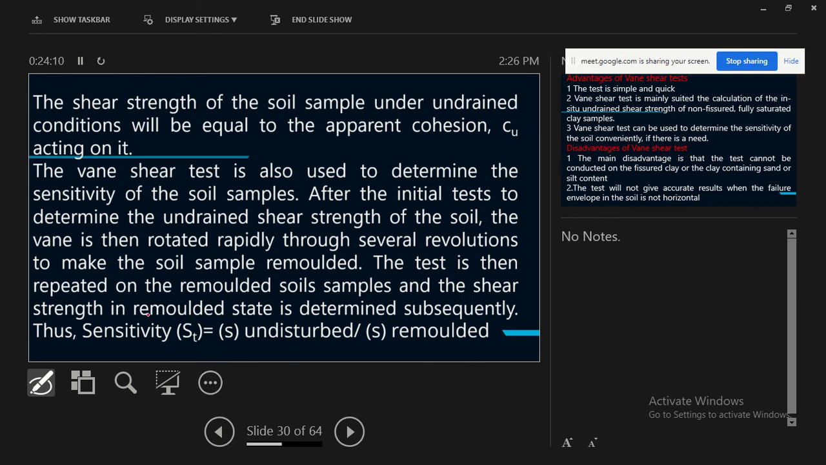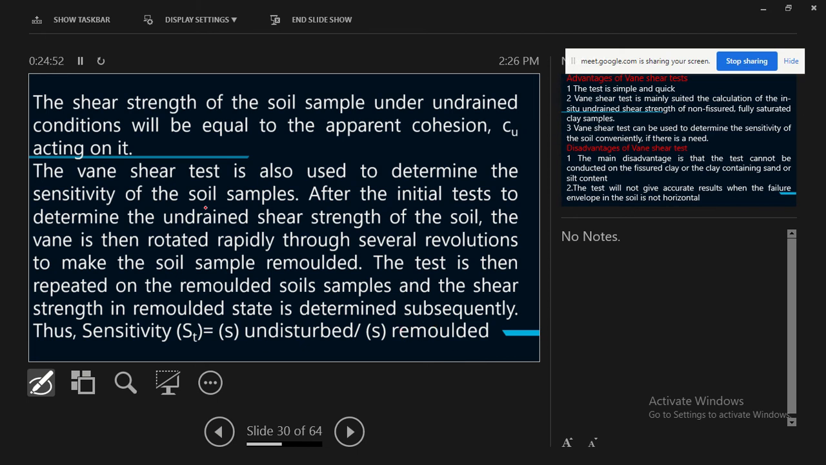So the test is then repeated on remolded soils. After the initial test to determine the undrained shear strength of the soil, the vane is then rotated rapidly through several revolutions to make the sample remolded. The test is then repeated on the remolded sample, and the shear strength is remolded, and subsequently sensitivity is the strength of undisturbed over the strength of remolded shear strength.